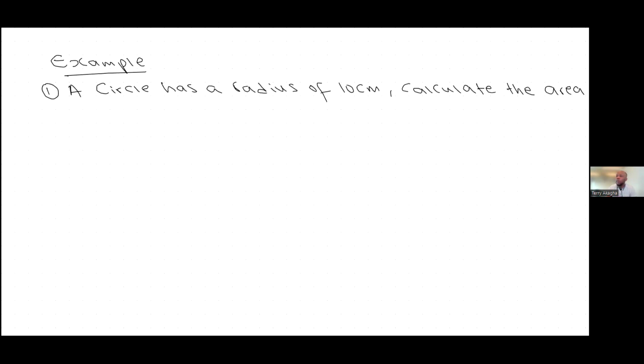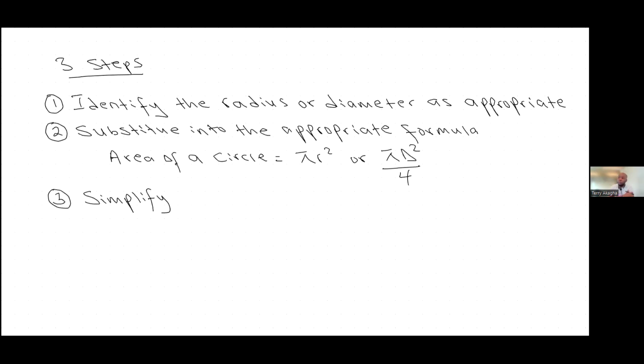In this case, we're given the radius, right? Not the diameter. So the radius here is 10 centimeters. Okay. Now, step 2, I then said that we substitute this into the appropriate formula. Because we're given the radius here, we're going to use the area of a circle is equal to pi r squared.